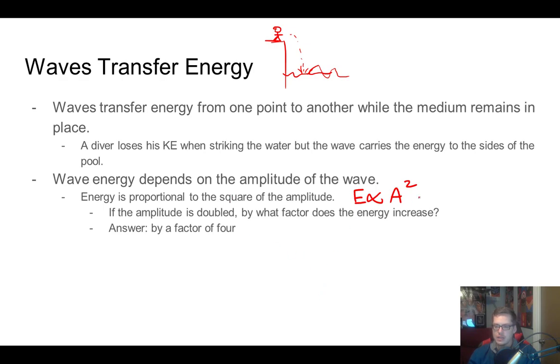So really what we're saying is that as we increase our amplitude, the energy goes up as a square. If I double my amplitude, then I've increased my energy by a factor of 4. If I increased my amplitude by a factor of 4, then my energy increased by a factor of 16. So increasing your amplitude makes a big difference for the energy of your wave.